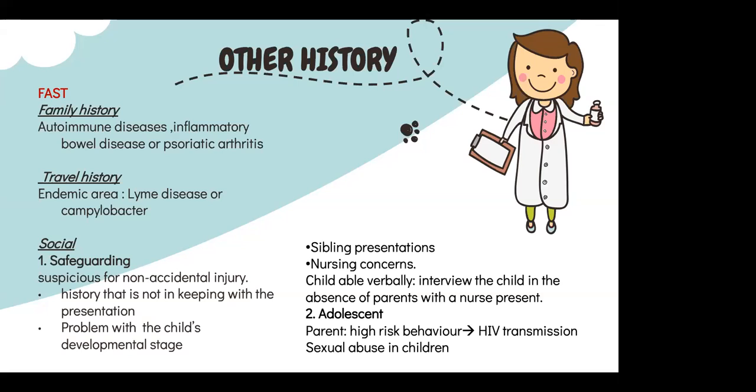One of the factors that you can suspect in non-accidental injury is problems with the child's developmental stage. You want to look back at the child's report. You can look at the siblings' presentation. In adolescents, you can ask for social history, such as whether the patient has a history of high-risk behavior, which can carry a possibility of HIV transmission, and also sexual abuse in children. Next.